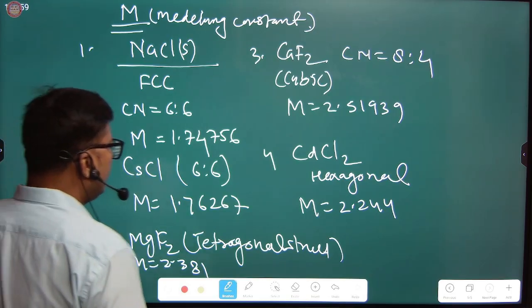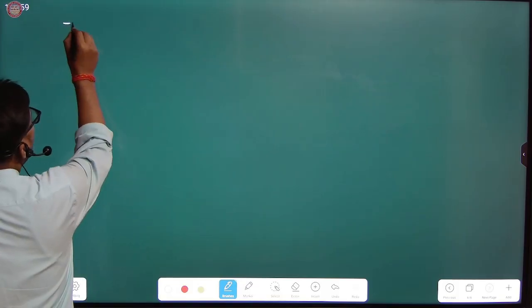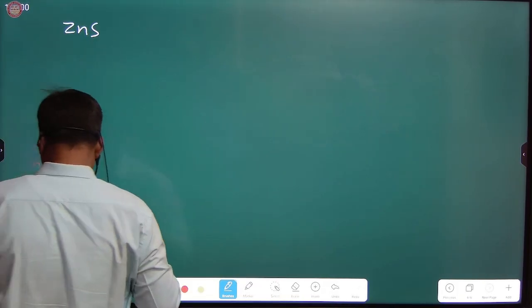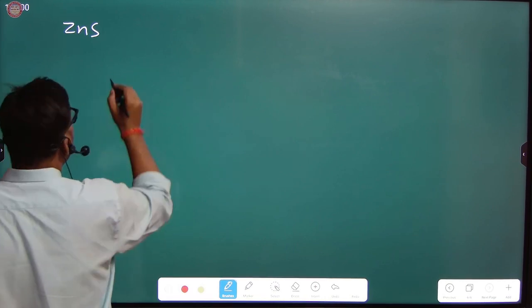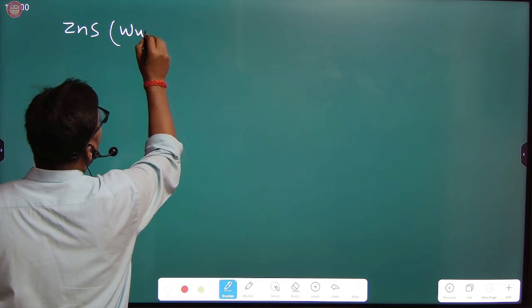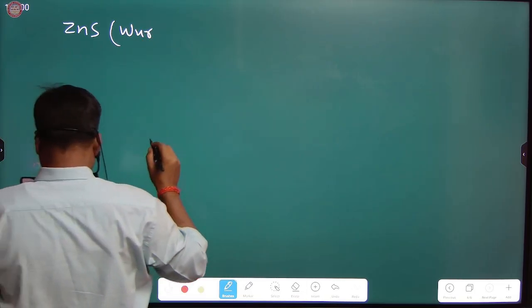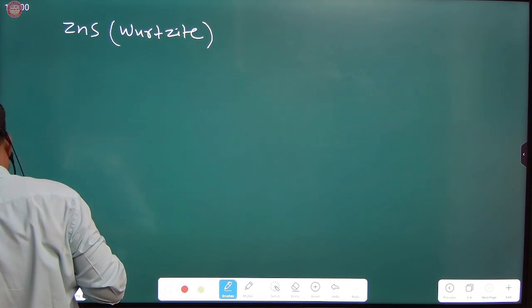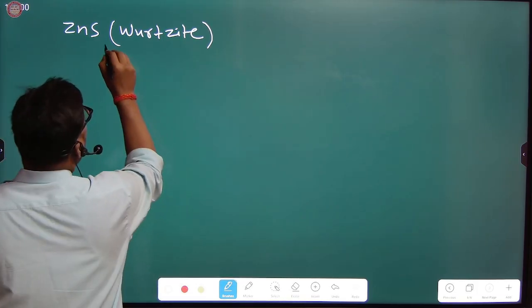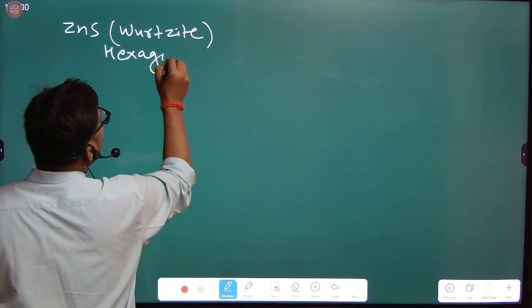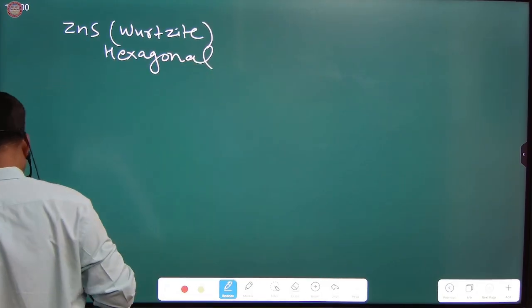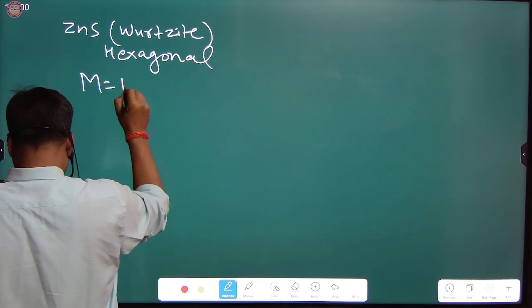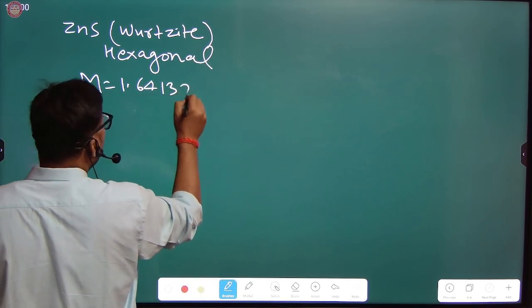Suppose another example, in case of ionic solids, is zinc sulfide. It has a wurtzite structure, hexagonal, right? So it has a Madelung constant value of 1.64132.